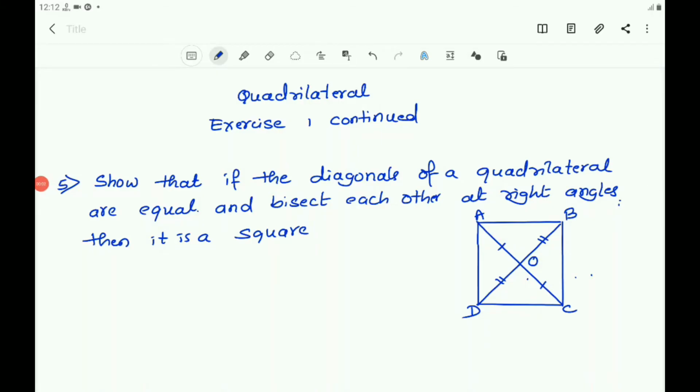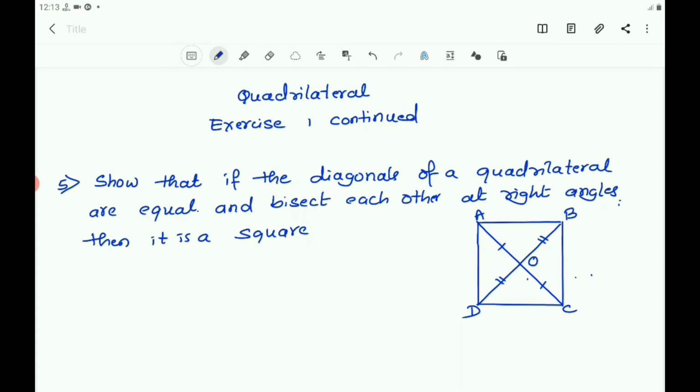Children, let us continue the chapter quadrilateral. Now, the exercise 1 of the chapter is continued. Now, the fifth question. Show that if the diagonals of a quadrilateral are equal and bisect each other at right angles, then it is a square. Here given that ABCD is a quadrilateral in which the diagonals are equal and bisect each other. We have to show that it is a square.